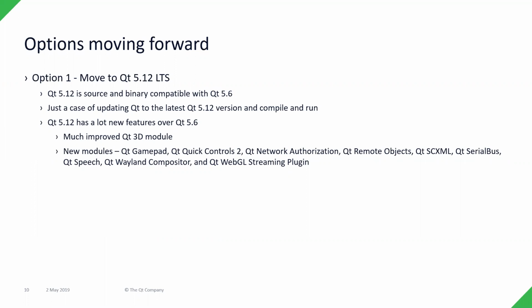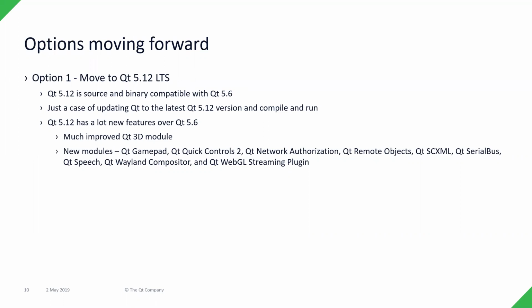If you're on Windows, for instance, you can just run the application without having to rebuild anything. Usually you just have to compile your application against the new version, but you don't have to change any line of code. All of your existing code will still work as it did before. Qt 5.12 also has a lot of new features over Qt 5.6. We have a much improved Qt 3D module, where we have added a lot of new features and made the performance a lot better. It was just starting out in Qt 5.6 time, so now it's a lot better. If you're using that, then that's a very good reason to move to Qt 5.12.